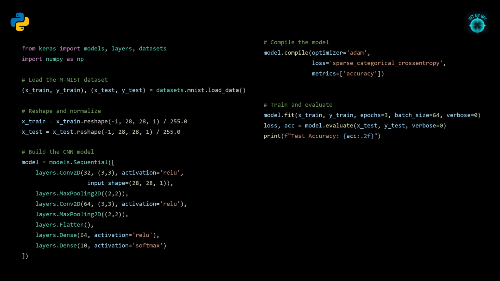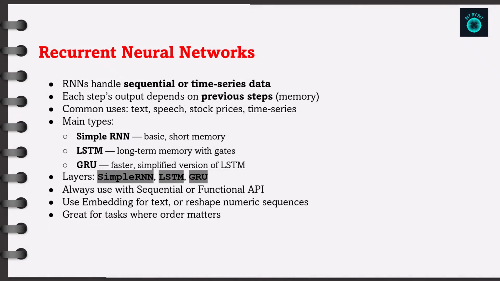After flattening the output, we connect it to a dense layer with 64 neurons and ReLU activation. And finally, an output layer with 10 neurons using softmax for classification. We compile the model with the Adam optimizer and a sparse categorical cross-entropy loss. After training for 3 epochs, the network reaches around 99% accuracy, showing how powerful even a small CNN can be for image recognition tasks.